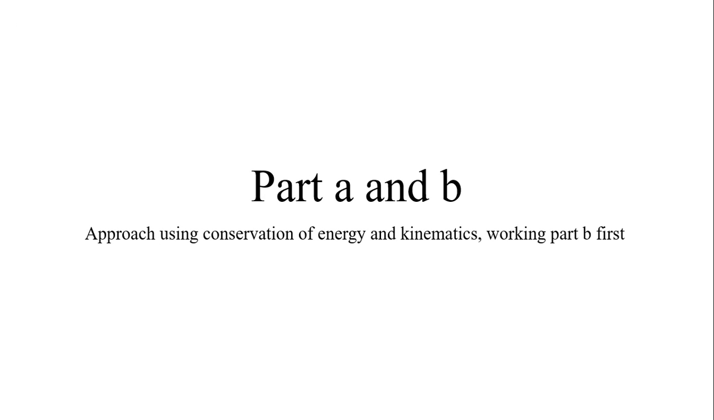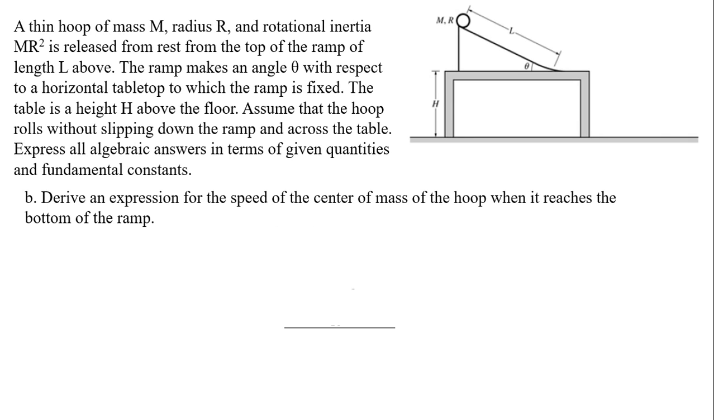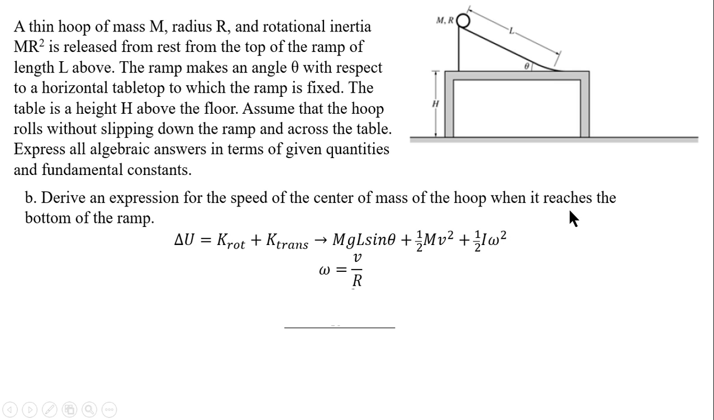All right, so another approach for part A and B is using conservation of energy and kinematics. This way you have to do part B first, which is neat. So potential energy, all the energy, equals K rotational plus K translational. m g L sine theta equals 1/2 m v squared plus 1/2 I omega squared. Nothing crazy there.